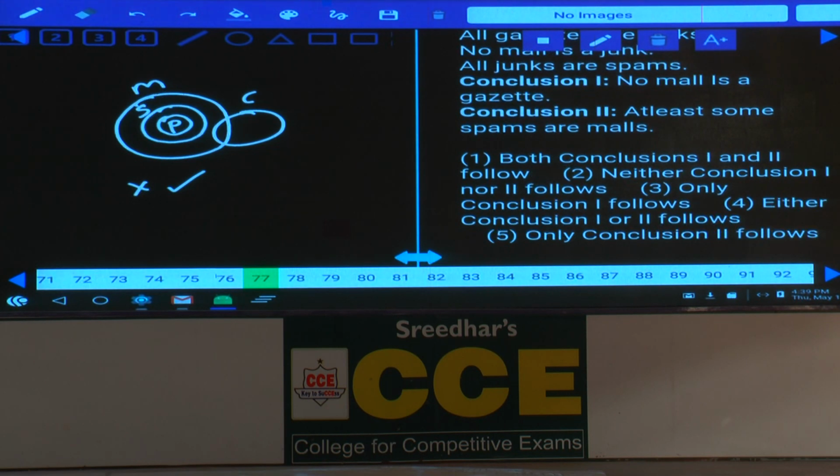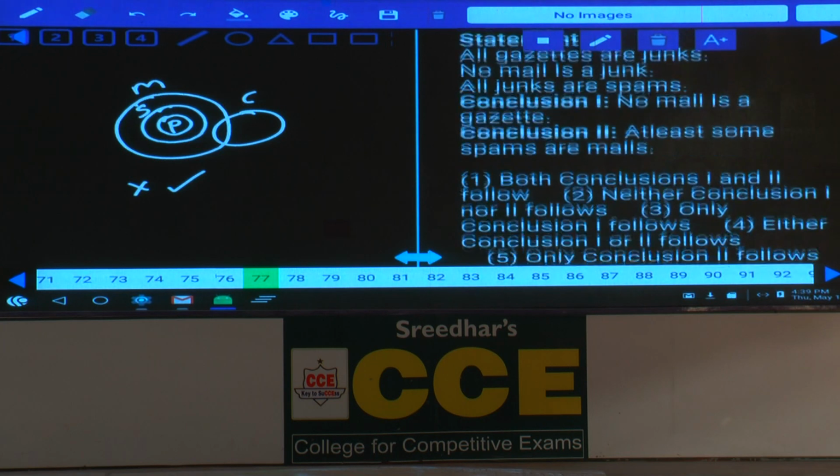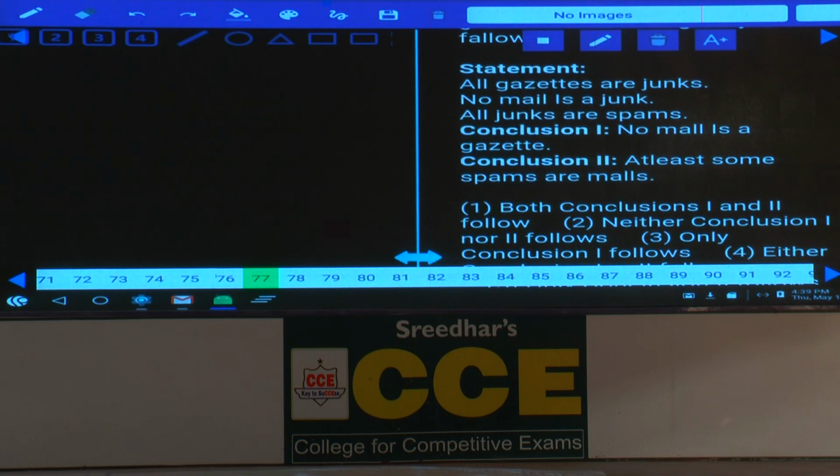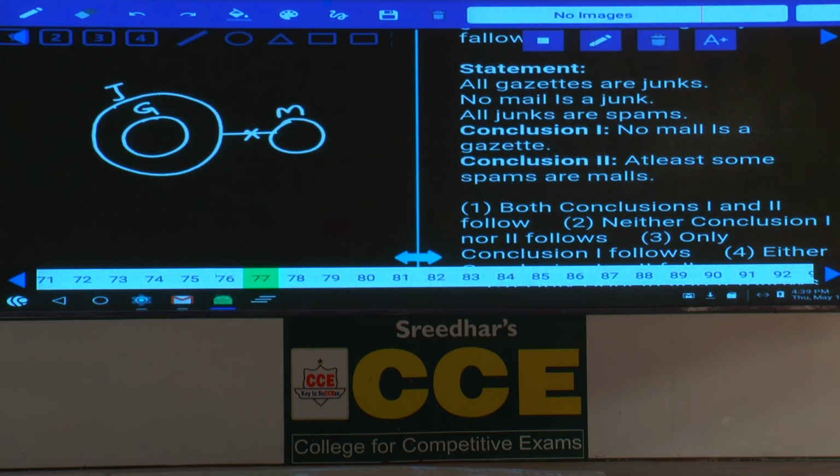Then 77. Now in this question number 77, all gadgets are junks, and no mail is a junk. No intersection between mail and junk. And all junks are spams. Then first one, no mail is a gadget. Mail and gadget, no intersection between these 2. Some spams are mails. This is false.